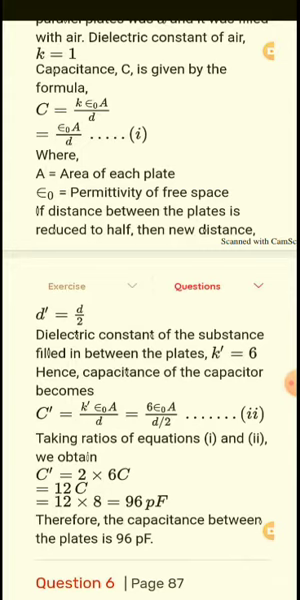Second part given is the distance between the plates is half of the initial one, so it can be taken as d dash is equal to d by 2. Here the dielectric constant K value, because instead of air we are keeping a substance, its dielectric constant will be 6. It is given as 6, so K dash can be written as 6.